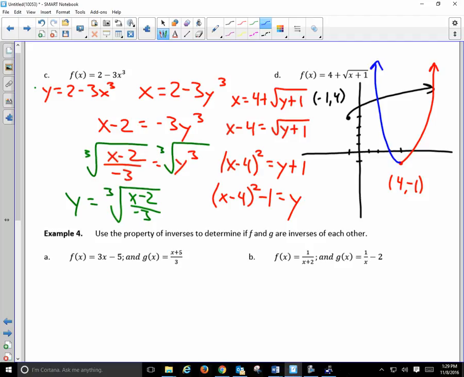Well, what the heck just happened there? Oh, dang it. The fact is that the original function was 1 to 1, but its inverse did not come out 1 to 1. I've got a problem here. I just wanted the red. I came up with the blue. Why?